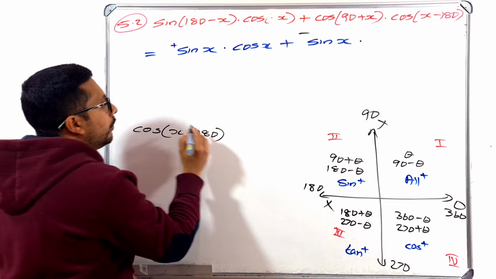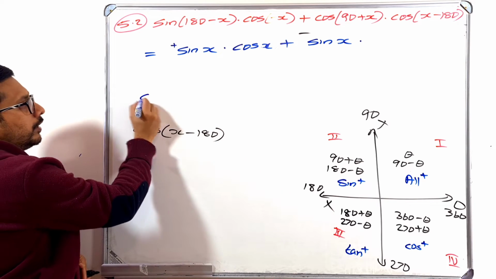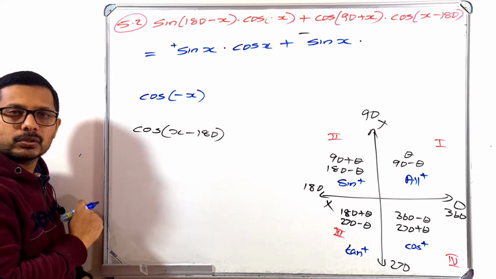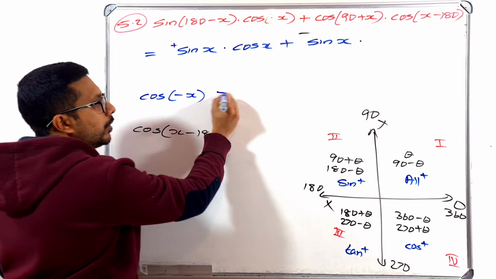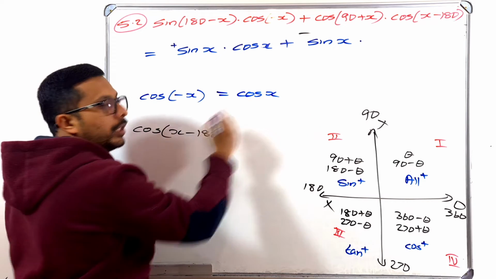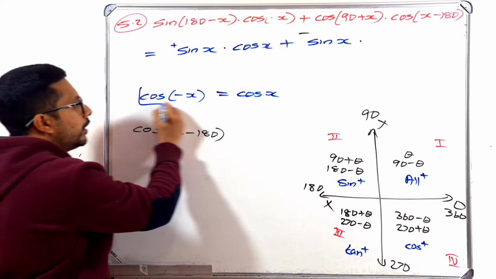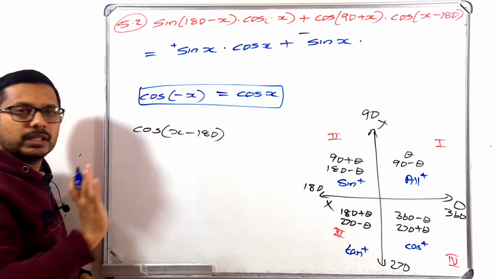What I explained here, cos of minus x, if something comes like this, cos of minus x is the same as positive cos x. You remember I explained just now. Cos of minus x is positive cos x. Just leave it like that.